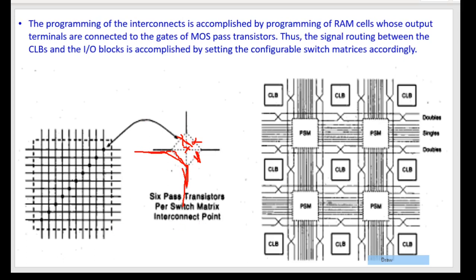And the collection of these interconnect points will be called a switch matrix, right? So any of these vertical routings can be connected to any of these horizontal routings by using this concept, by extending this concept further. So this is what is explained here.